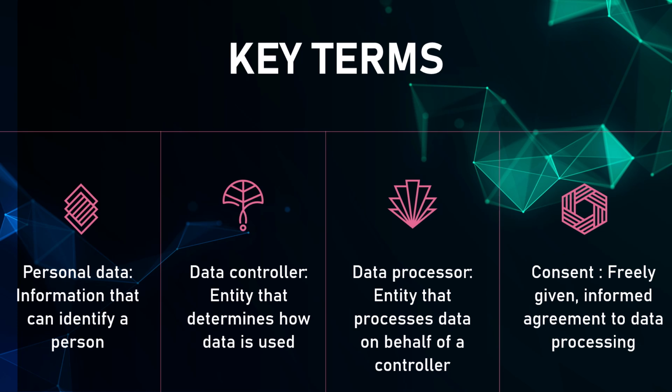And then finally, we have the consent, which is a freely given informed agreement to data processing. So here we have the personal data for the data subject, and the data subject needs to freely give informed agreement to data processing. Before the data controller determines how the data about the data subject is used, or before the data processor processes data on behalf of the controller, there has to be a consent which is freely given and informed, so that you are not using personally identifiable information illegally and without the knowledge of the data subject.